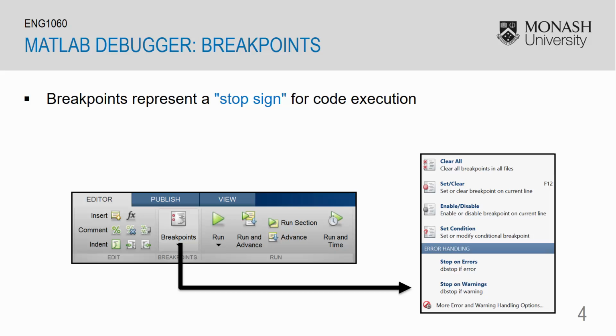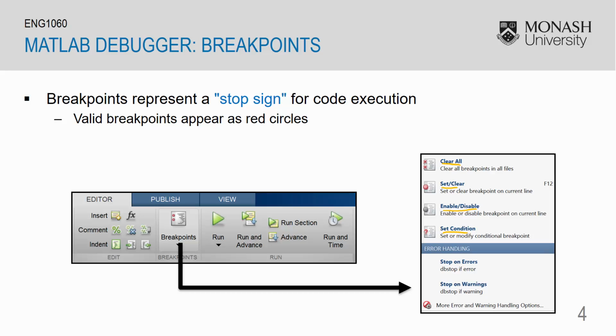Breakpoints in MATLAB represent a stop sign for code execution. Breakpoints can be set by pressing the Breakpoints button in the editor panel. And this brings up a drop list of different operations such as clear all, set or clearing breakpoints, enabling or disabling breakpoints, but also setting conditions.